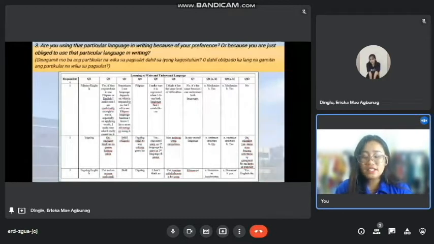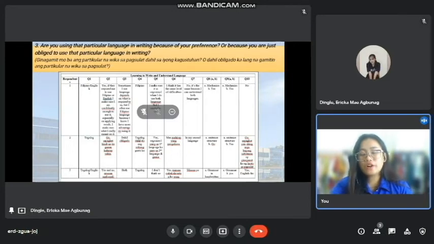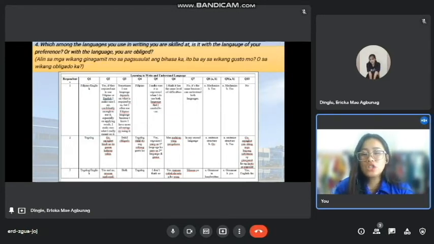So the 9 respondents answered that they use both languages out of their preference and when they are obligated to, especially on demanding situations, or it depends on the situation and the setting. So generally speaking, the findings show that the majority of the respondents are obligated to use a specific language when they are writing. Next, for our fourth question, it asks which among the languages you use in writing you are skilled at. Is it with the language of your preference or with the language you are obliged?